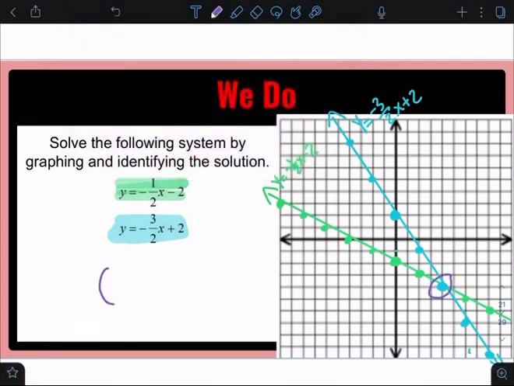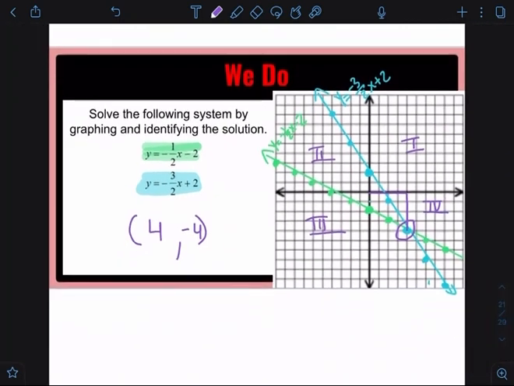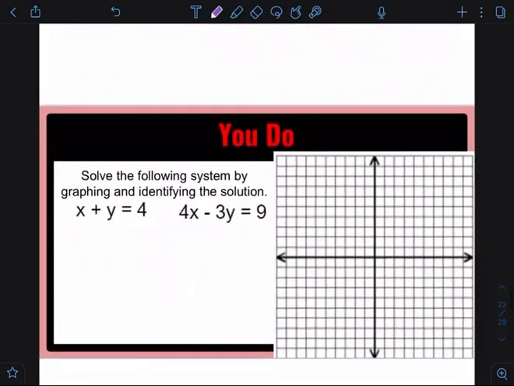They cross right there. So the solution is right 4, and then down 4. And if they wanted to know what quadrant this is in, this is quadrant 1, quadrant 2, quadrant 3, and quadrant 4. So you would say that the solution is in quadrant 4. All right, let's try this one.